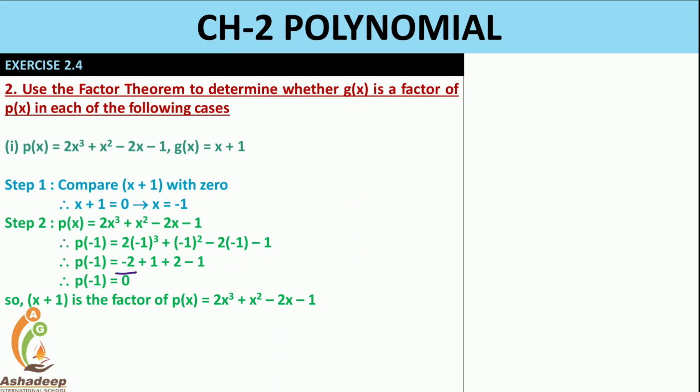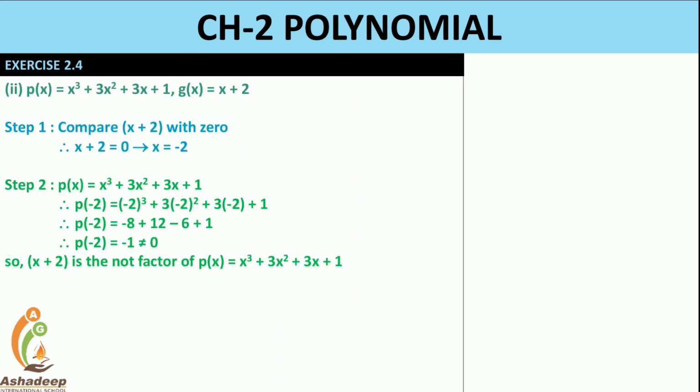Minus 1 cube is minus 1, into 2 is minus 2. Minus 1 square is plus 1. So here plus 1. See here minus 1, minus 2, minus 1 into minus 2 plus 2. And here minus 1. Now plus 2 minus 2 is 0. Plus 1 minus 1 is 0. So the answer is 0. If it is 0, then yes, we can say that g of x is a factor of p of x. So x plus 1 is a factor of p of x. Simple. Okay.